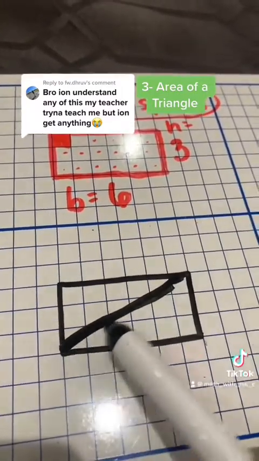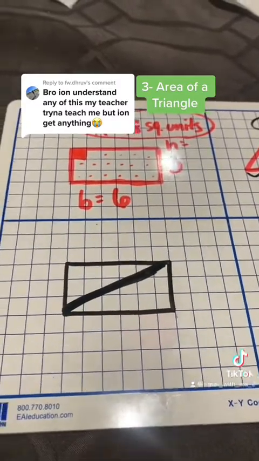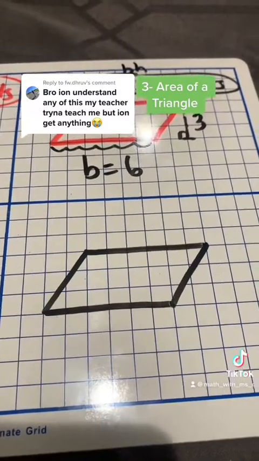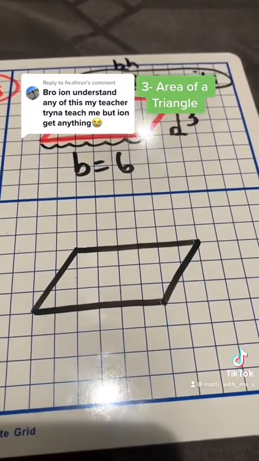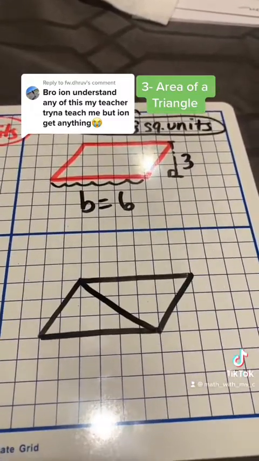What shape do you see? You should notice 2 triangles. Now what happens if I do the same thing with this parallelogram, cut this diagonally? You'll also notice there are 2 triangles.